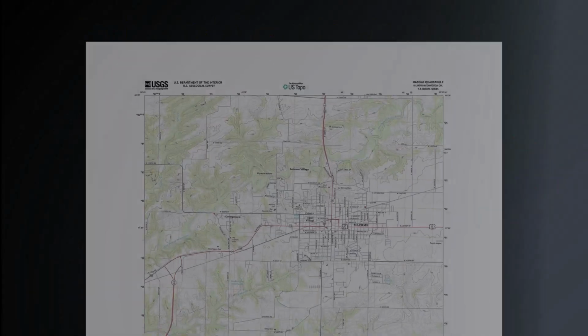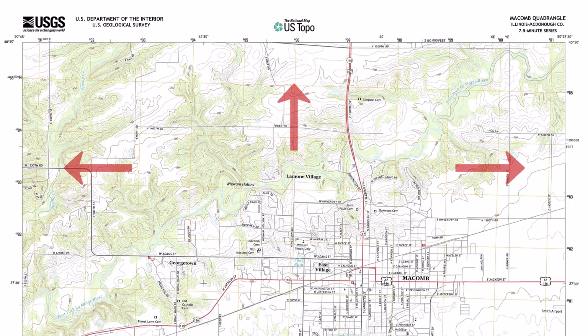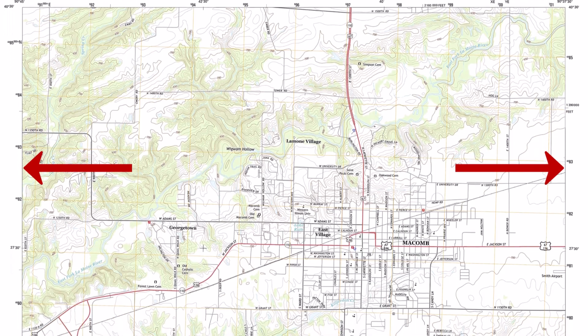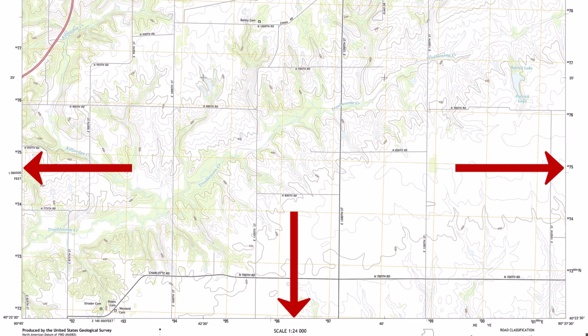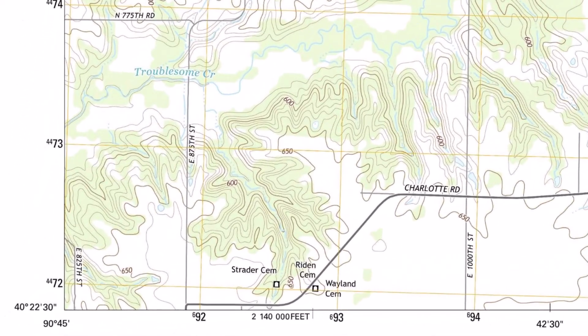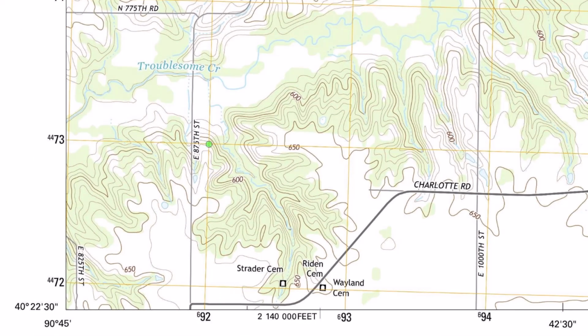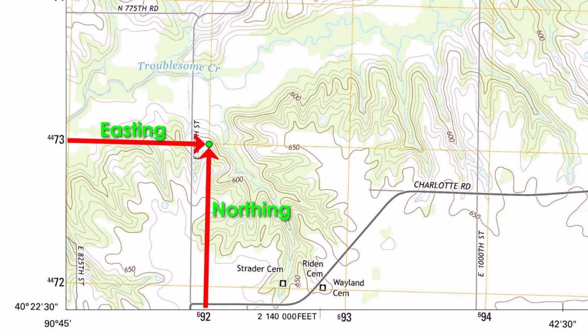You may have seen these grids before. Think about a standard paper map with a neat rectangular grid of lines running perfectly horizontal and perfectly vertical across the page. These lines define a projected coordinate system. Every location on that map can be described with an x-coordinate, called an easting, and a y-coordinate, called a northing. Together, those two values give you a precise, flat surface location for any point.